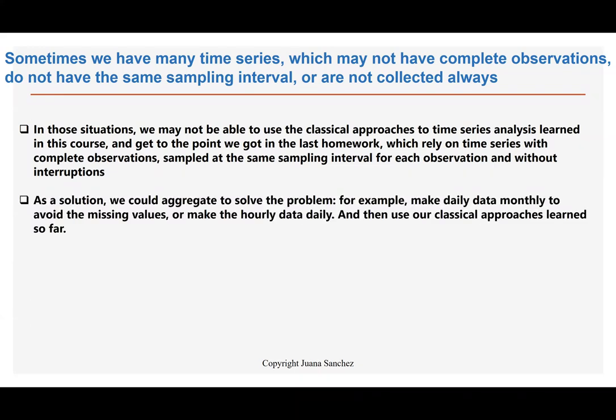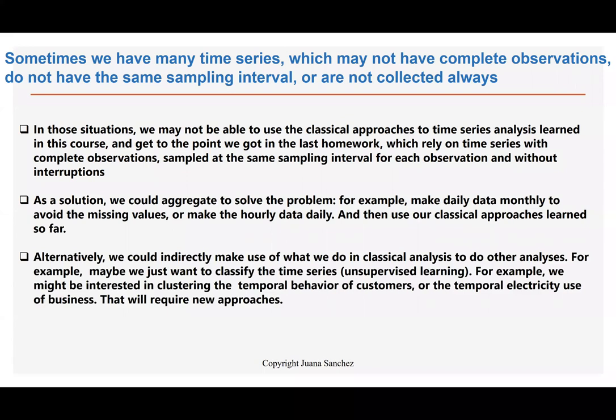So as a solution, we could aggregate to solve the problem. For example, we could make daily data monthly, aggregated to avoid the missing values, some days not being collected, or make the hourly data daily because we might miss data for some hours. And then we could use the classical approaches learned so far, make the data TS, and then use all the facilities that come with the TS machinery in R.